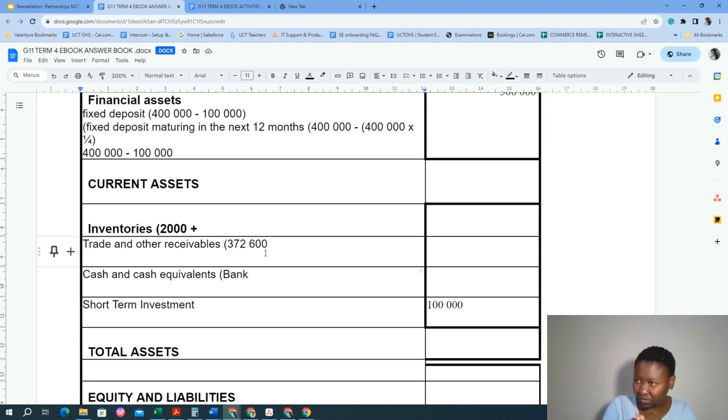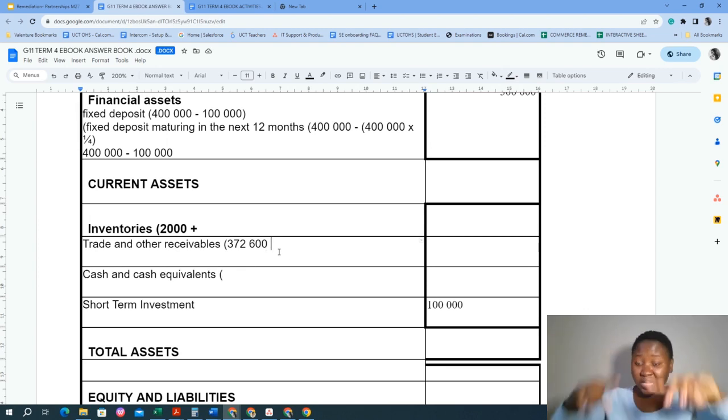Then we move on to the trade and other receivables. Usually there is a note that you need to calculate using. However, there are instances, like in the exam, where I don't give you the note and I expect you to do the calculations in brackets and not using a note. That can be tricky for a lot of learners, but it is doable as well.